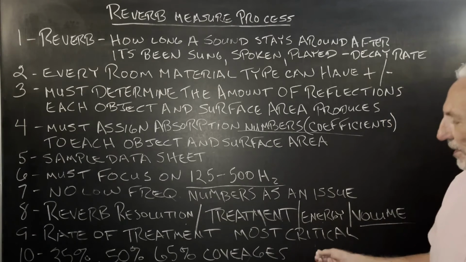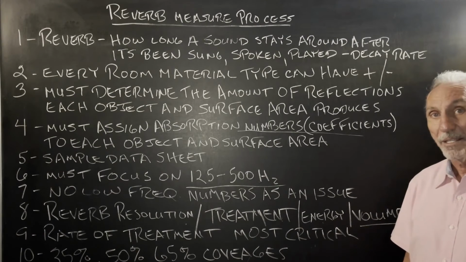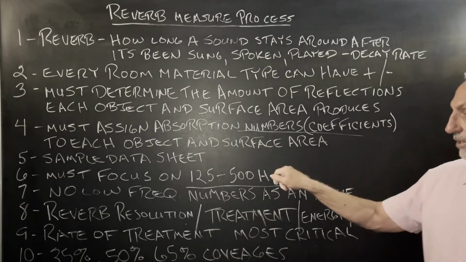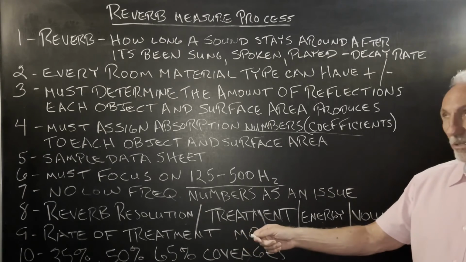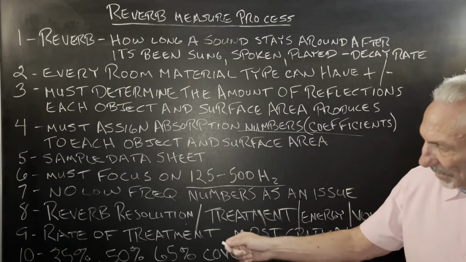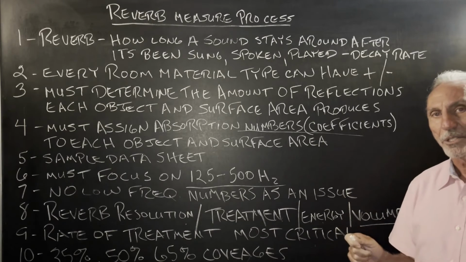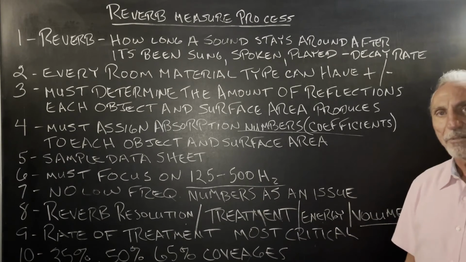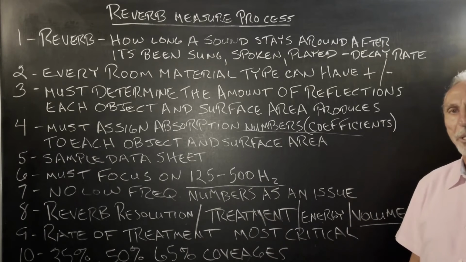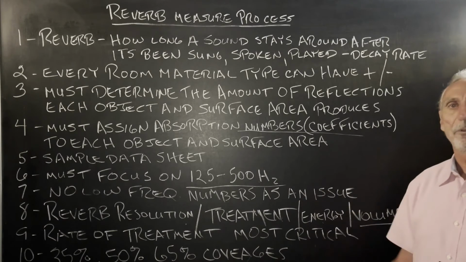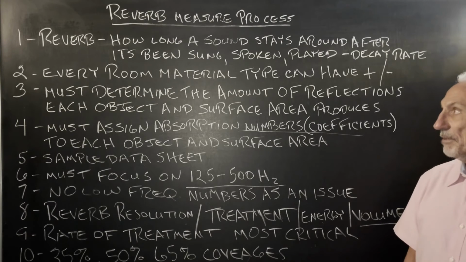The rate of treatment is the most critical. How much of this 125 to 500 hertz can we get? What are the absorption coefficients we can nail with our technology? And that's the goal. We find over the last 17 years of doing this, 35, 50, and 65% seem to be the average surface area coverages that we see. Somewhere in that 35 to 65% range. 65, the high part of the range, is mostly for critical listening rooms. So 35 to 50 for large venue formats, churches, 200, 300, 400, 500, 600 seat venues.